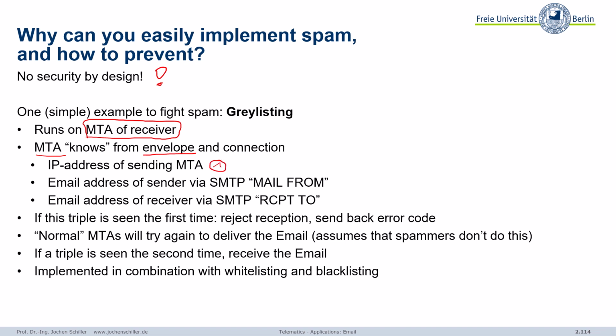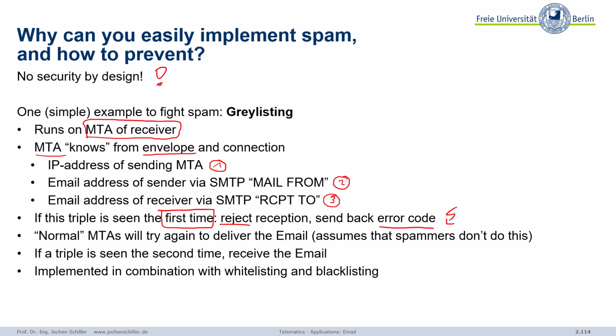Because we have a TCP connection, we know exactly where the mail comes from. So, okay, we know the sending MTA. Well, then we check the envelope and we check second, mail from. Okay, where does it come from? And the third thing is the recipient. So we have this triple. And now, if we see this triple the first time, we reject the email and send back an error code. Okay, that sounds strange. It could be a valid email. Yes, but still we say, no, sorry, we don't accept.